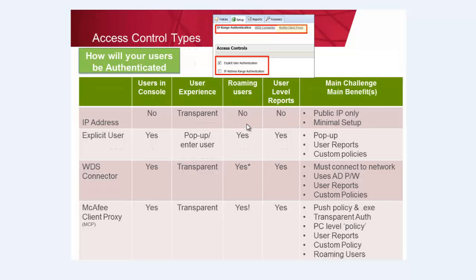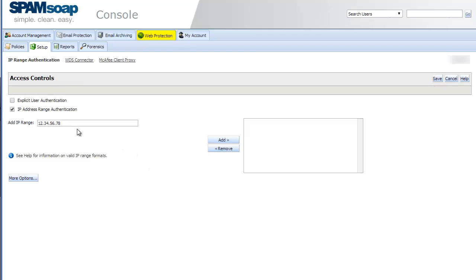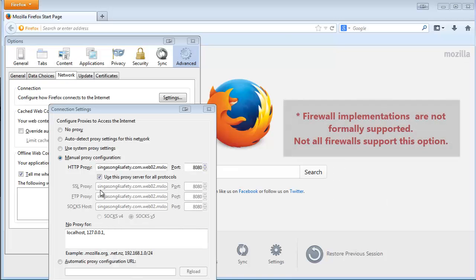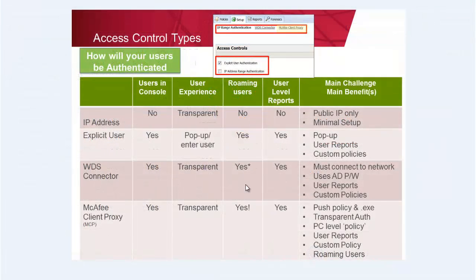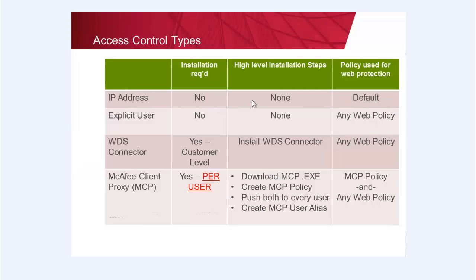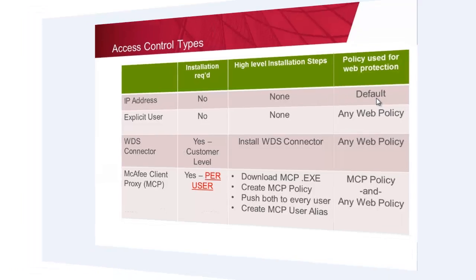The drawback with this is that you don't get user-level reporting, or detailed reporting of who surfed where, or the ability to set different policies at different times. You simply put the different external IP addresses of your different offices here. Then lock down the different web browsers to only use the web proxy, or even have your firewall use the proxy address as the web gateway. So with IP authentication, you get an easy deployment with no high-level installation steps for one default web policy.